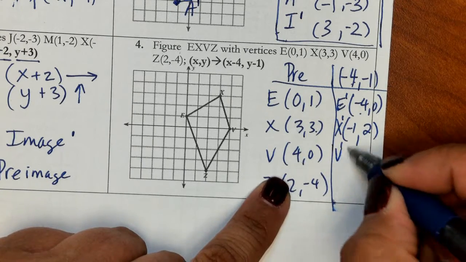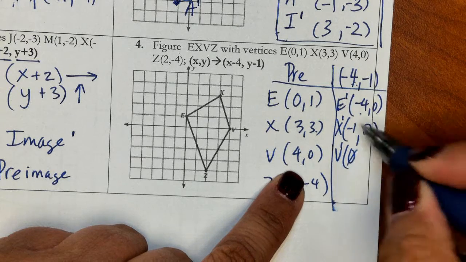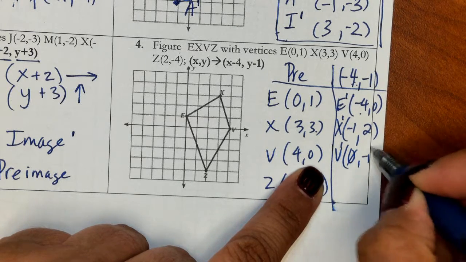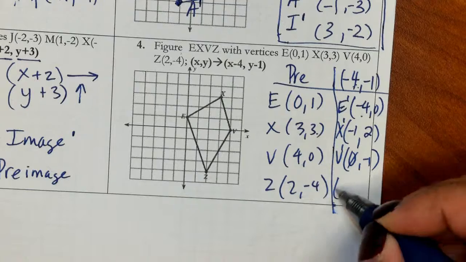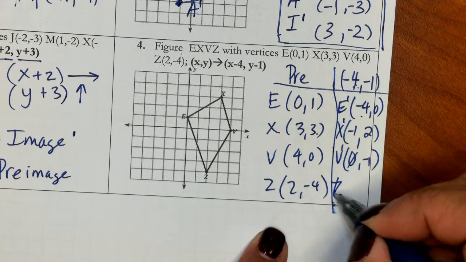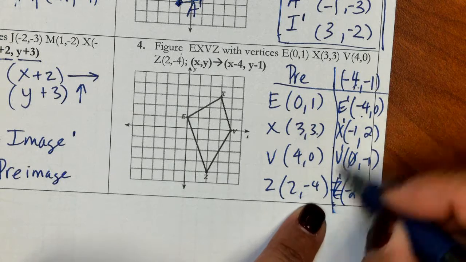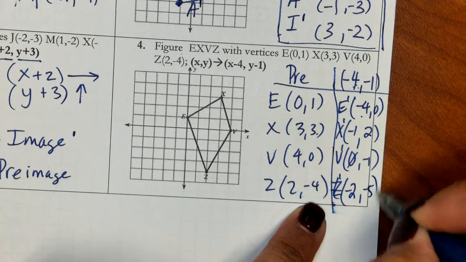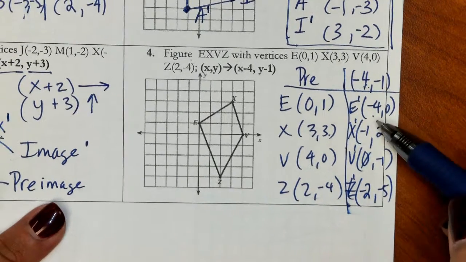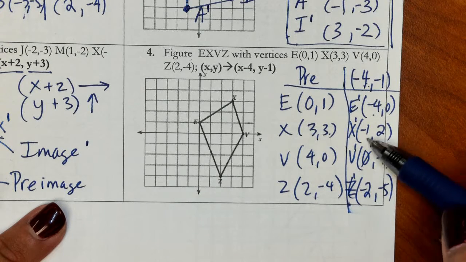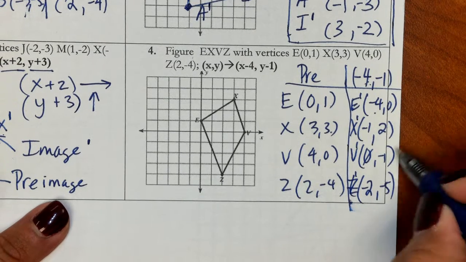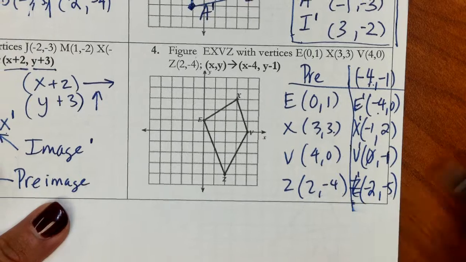And here's a V prime. That becomes 0, and that becomes a negative 1. And finally, oops, I didn't leave room for my Z prime. This is going to be a negative 2 and a negative 5. Okay, so if you can't read that, that's negative 4, 0, negative 1, 2, 0, negative 1, negative 2, negative 5.